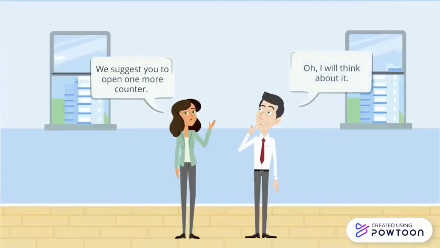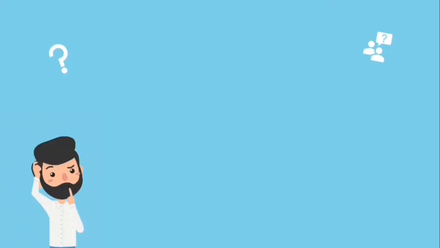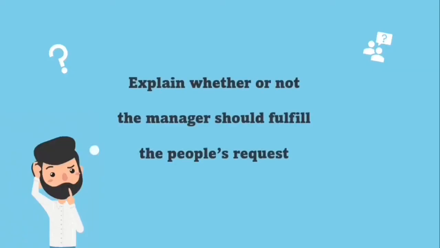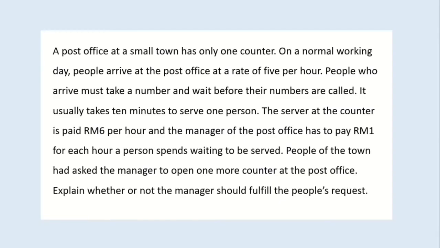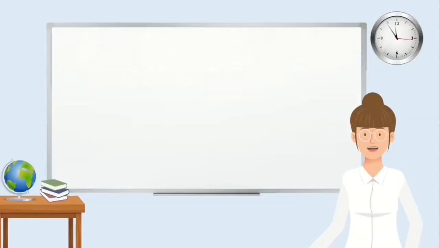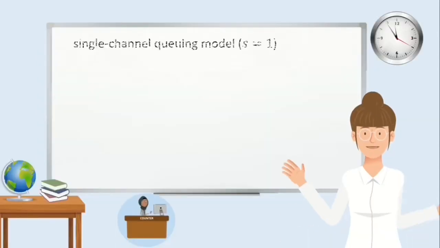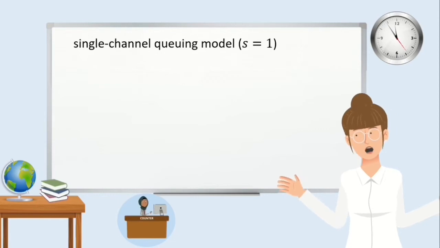People of the town had asked the manager to open one more counter at the post office. So, whether or not the manager should fulfill the people's request, let's look into it. Since the post office has only one counter, this problem is the single channel queuing model. So, S is equal to 1.